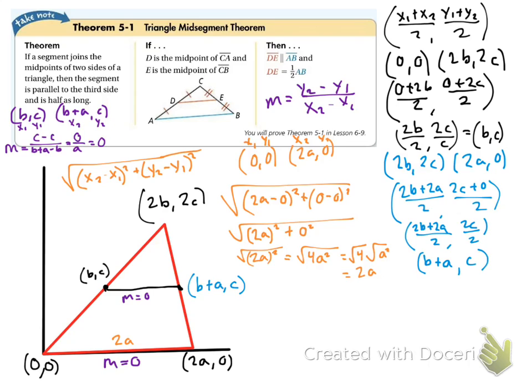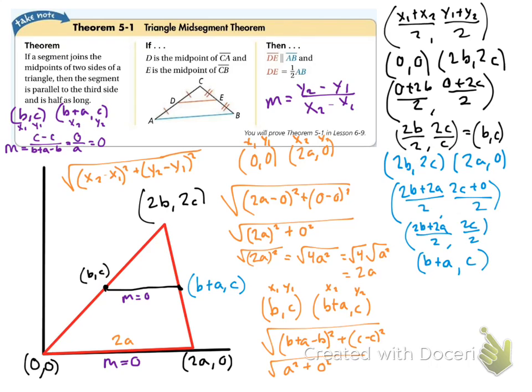Then we're going to do the distance formula again, this time for our mid-segment. So with points (b, c) and (b plus a, c). So this is x1, y1, x2, y2. So the square root of b plus a minus b squared plus c minus c squared. So that's the square root of b plus a minus b, which is just going to be an a, squared. Plus, and c minus c is 0, so this is 0 squared. So this is just the square root of a squared, which is just a.